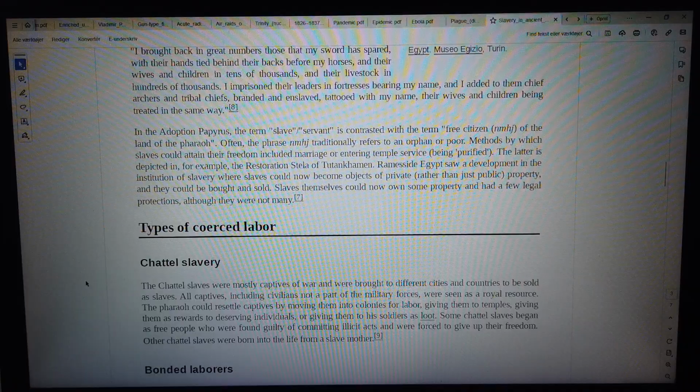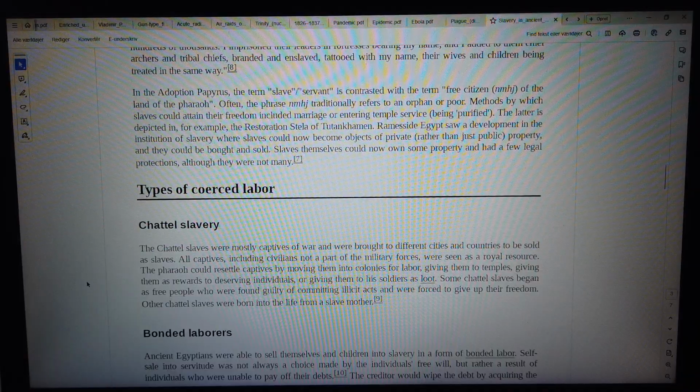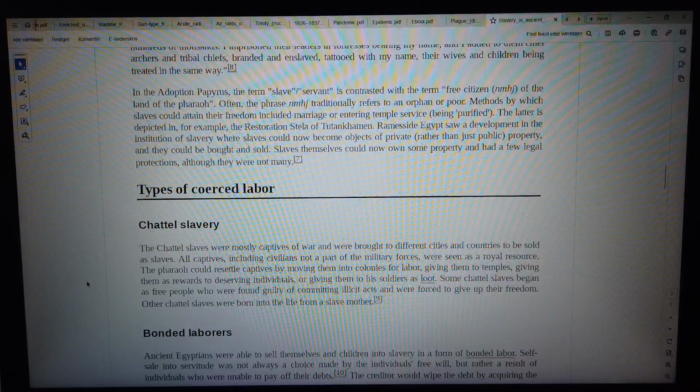Ramesside Egypt saw a development in the institution of slavery where slaves could now become objects of private, rather than just public, property, and they could be bought and sold. Slaves themselves could now own some property and had a few legal protections, although they were not many.